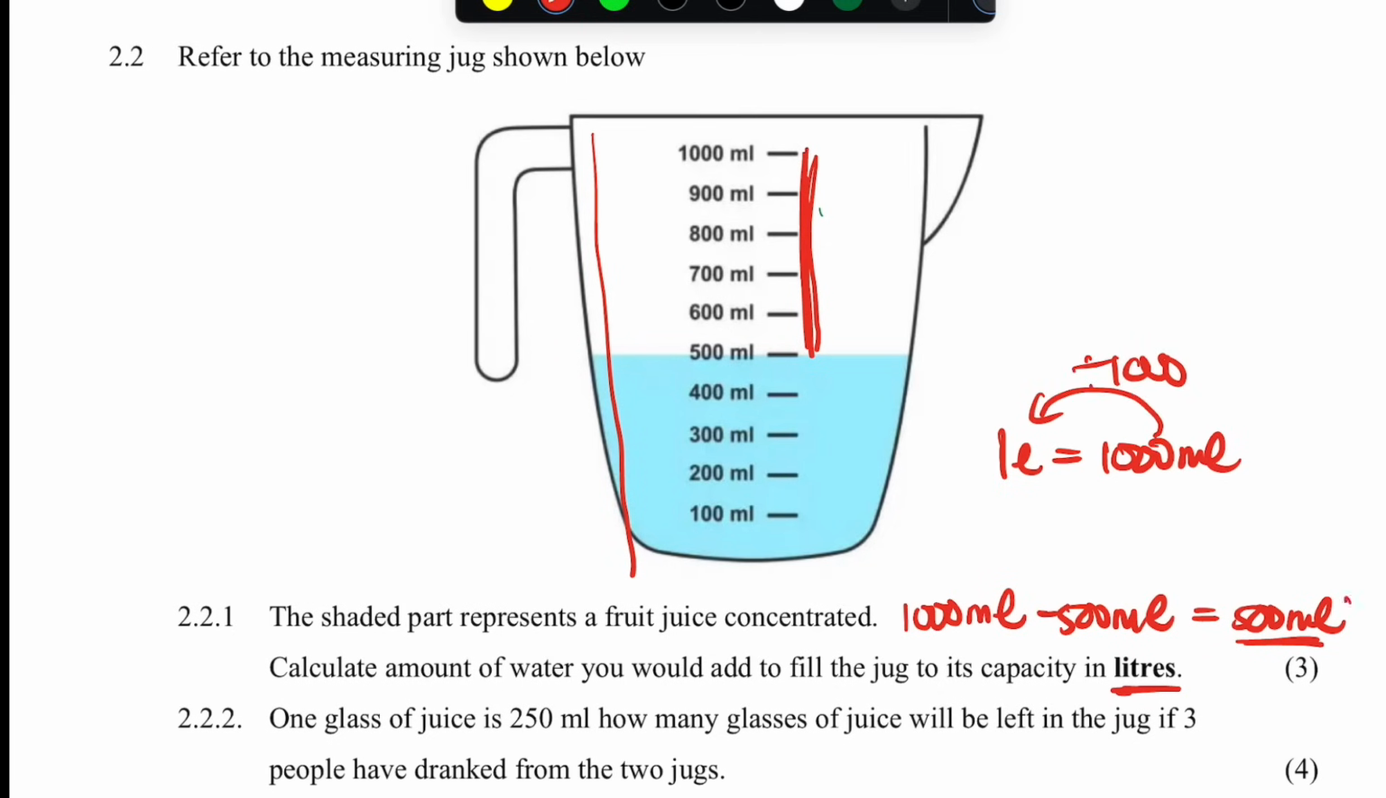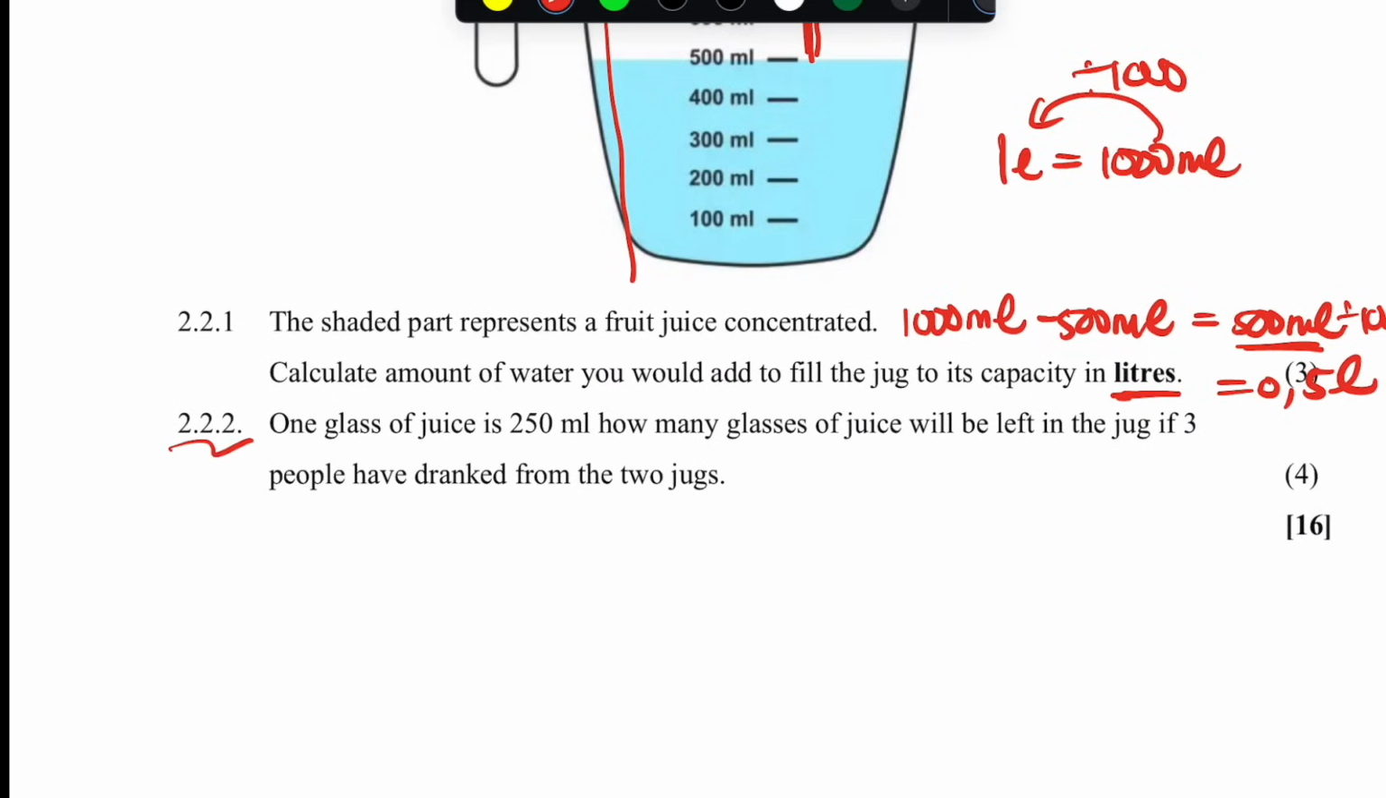By 1000. That means I'm going to divide this by 1000. So it's going to be what? 0.5. 0.5 what? Liter. That's half a liter. Now 2.2, I hope that makes sense.